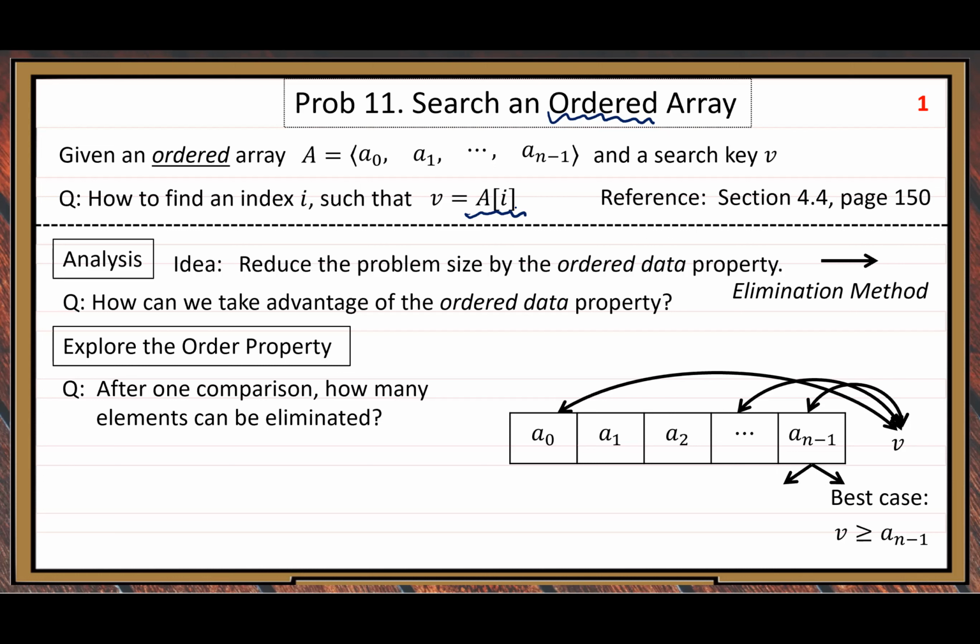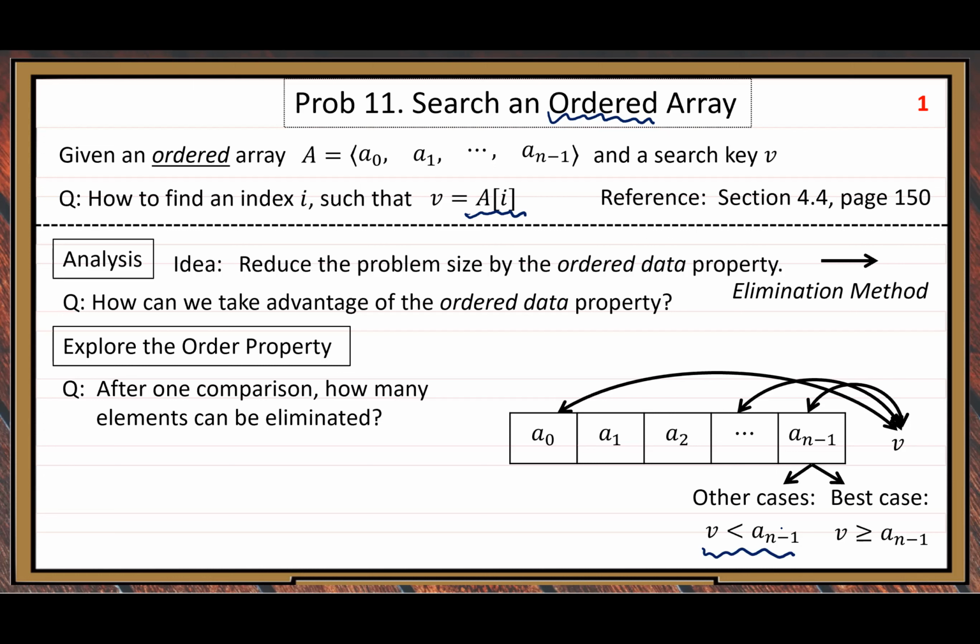Other cases, V less than A sub n minus 1. Yes. So you can see we have two possibilities. The first possibility, the best case. The second possibility, V less than A sub n minus 1. That means we need to do more comparisons. For this situation, we need to do more comparisons.